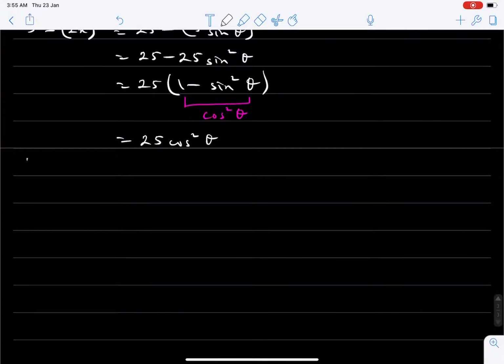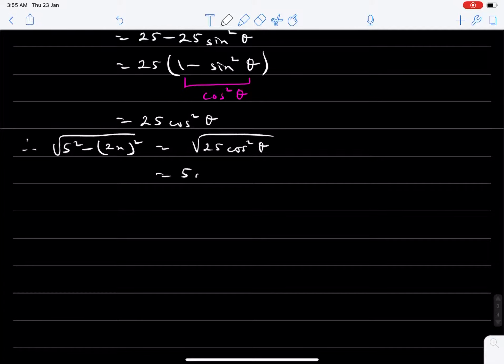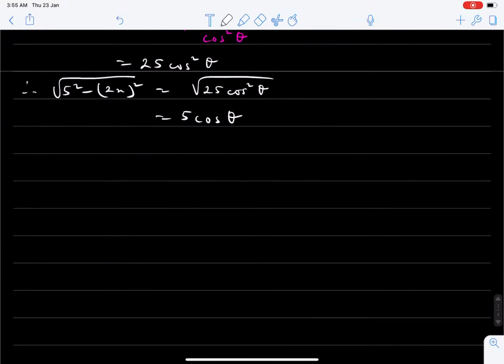And that means, therefore, the square root of 5 squared minus 2x squared is the same as the square root of 25 cos squared theta, which is equal to 5 cos theta.